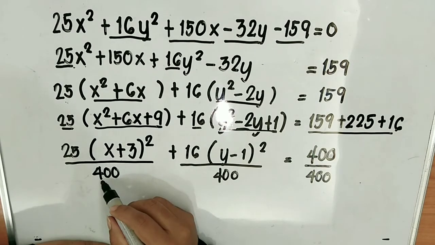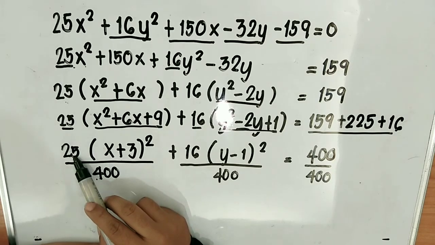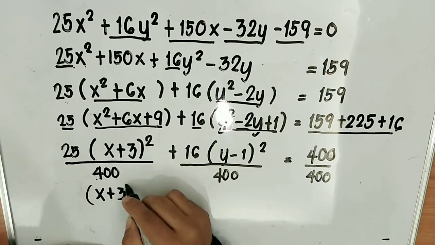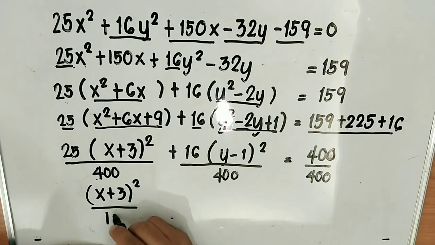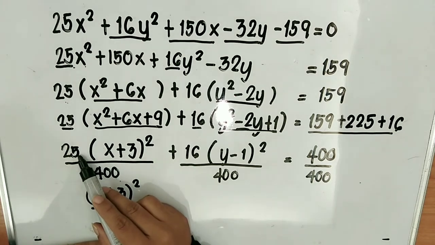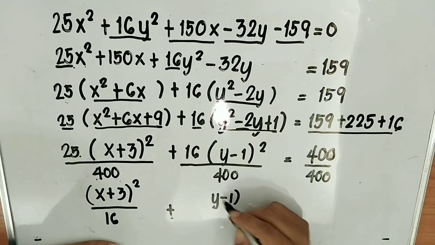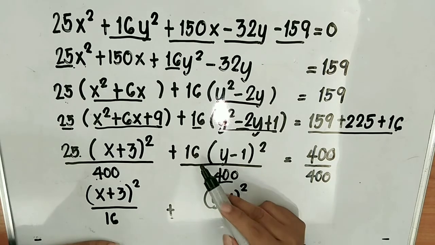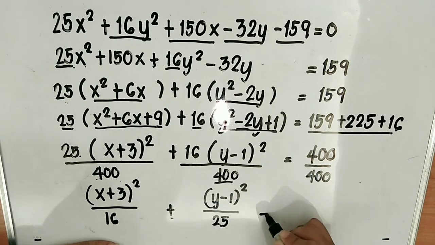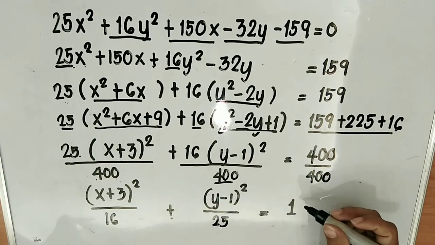The shortcut is we will just divide 400 by 25. So 400 divided by 25, the answer is positive 16. So x plus 3 squared over 16. Again, 16 is the quotient of 400 divided by 25. Plus y minus 1 squared over 400 divided by 16, the answer is positive 25, is equal to positive 1. So it is already in the standard form.